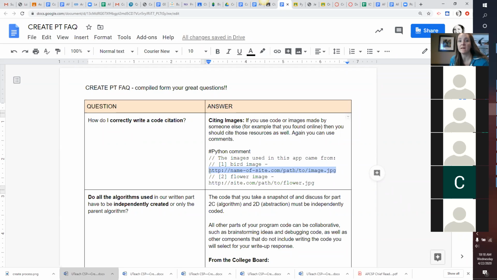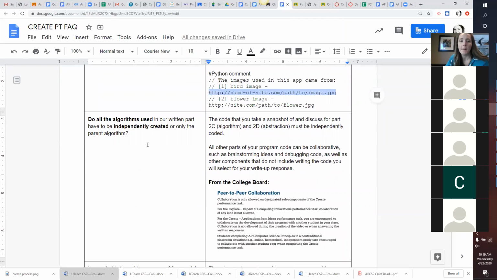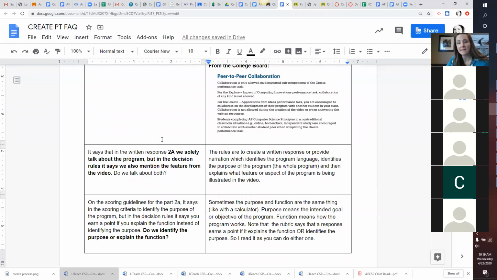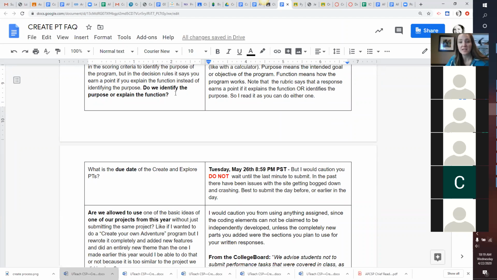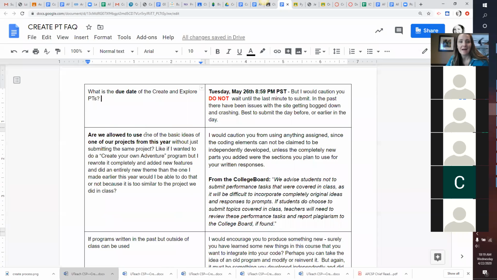If you remember in the Explore performance task, at the end in section 2E, you had to have so many sources for all of your research, and there were no rules about how to format those sources. They don't care about MLA or any of that stuff. They had sort of a template, but that wasn't something you were being graded on. So don't be too worried about that. There's also information in here. You asked about, do all the algorithms have to be created independently? What should we talk about? Do we talk about purpose or function? What is the due date? Can we use projects from previous years?